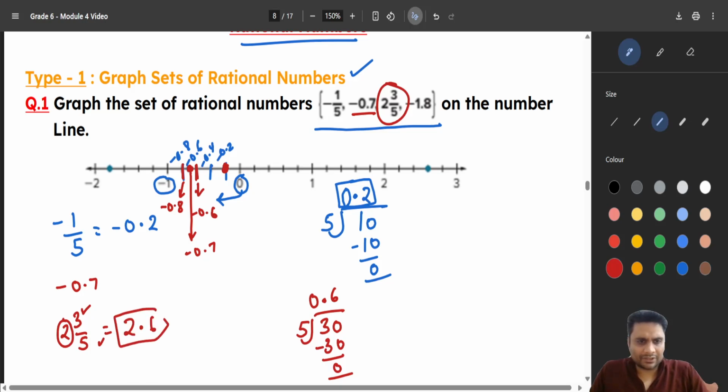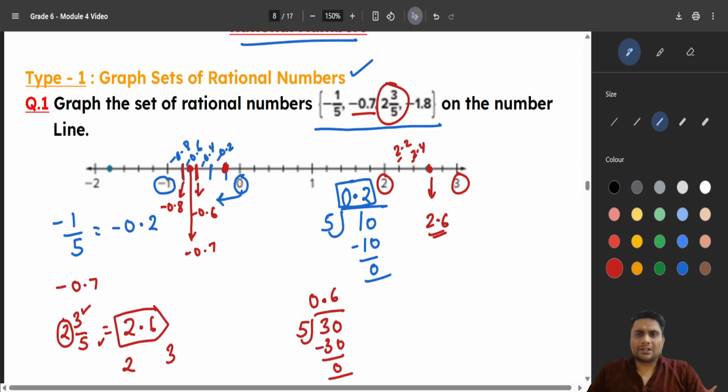So this will become 2.6. Okay. Now 2.6 will be between 2 and 3, correct? So let's move to 2 and 3. Now this will be 2.2. This will be 2.4. And here this will be my 2.6. So this is my 2.6.